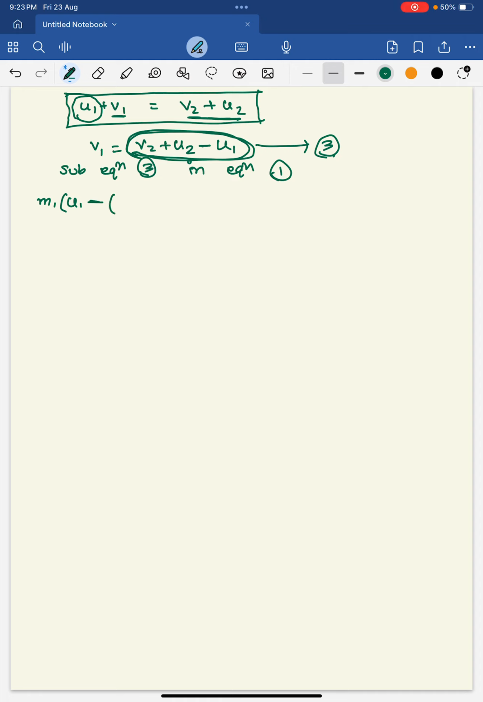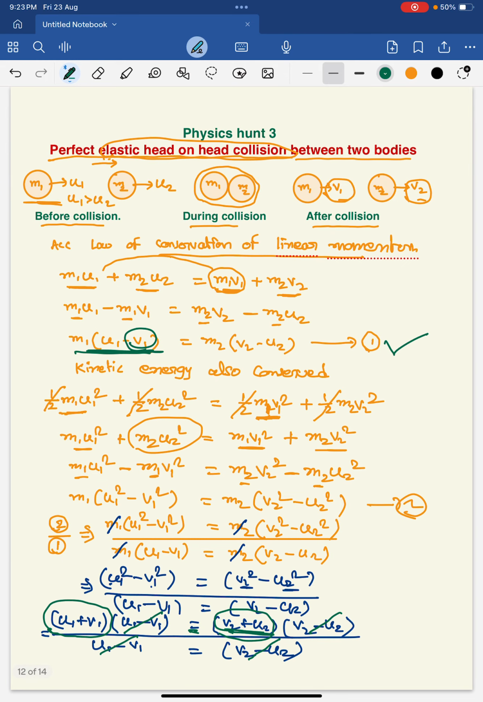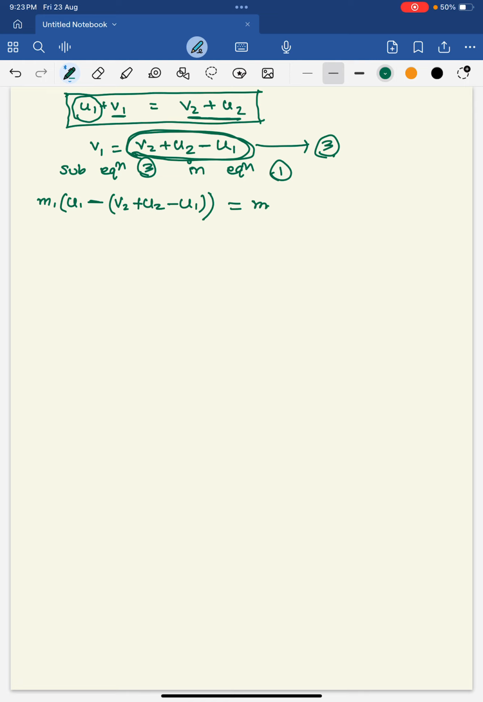How to write this one? V2 plus U2 minus U1 is equal to, right side is M2 into V2 minus U2. So this is the expression I got. Look at this equation. Whatever the M1 term here, this M1 is multiplied with U1. M1 is multiplied with V2. M1 is multiplied with U2. And M1 is multiplied with U1.